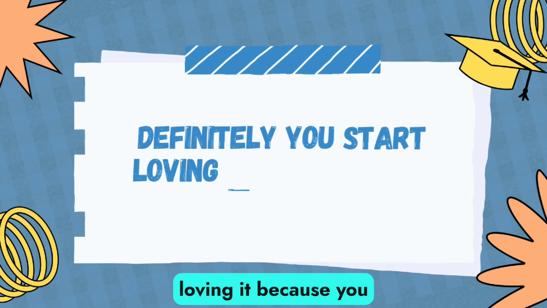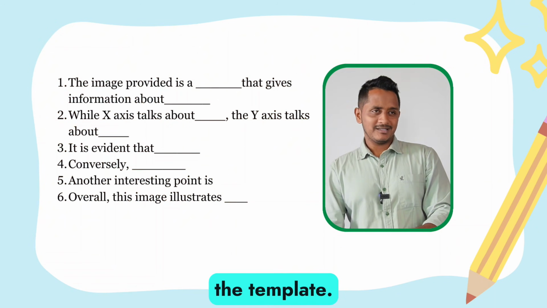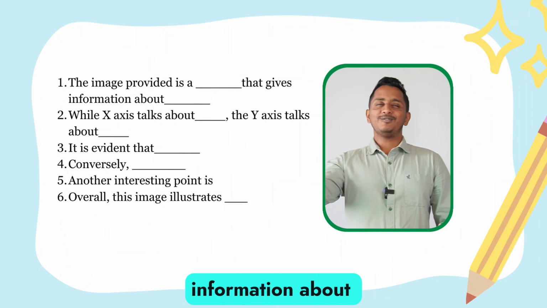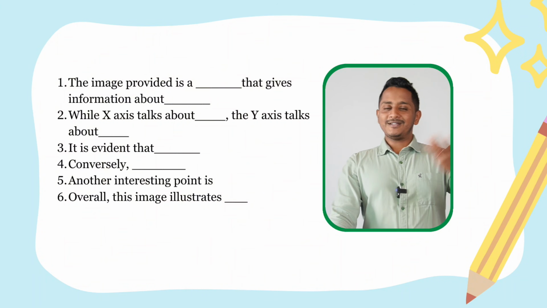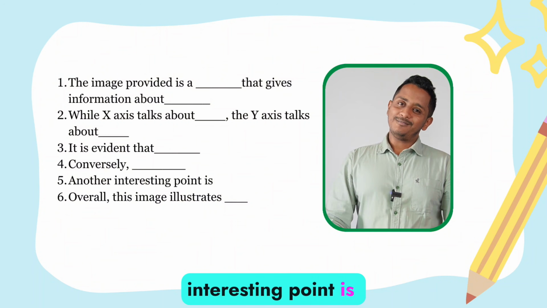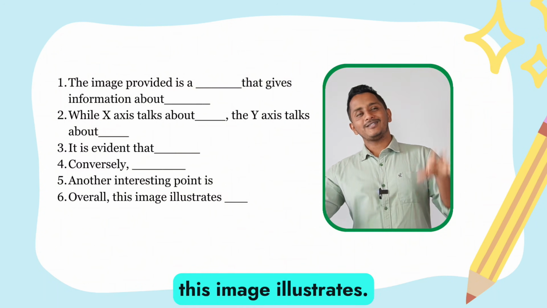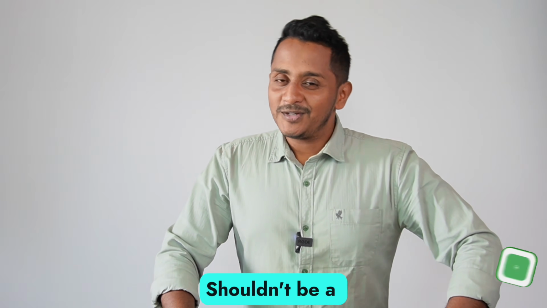This way you do it, definitely you start loving it because you become confident and you probably will never practice for describe image again. All you're going to do is just remember the template. The image provided is a dash that gives information about dash, while x-axis talks about dash, y-axis talks about dash. Firstly, it is evident that; on the other hand, or you can say conversely, another interesting point is; overall this image illustrates; in conclusion, this image gives information about. You can alter it a little bit, shouldn't be a problem.